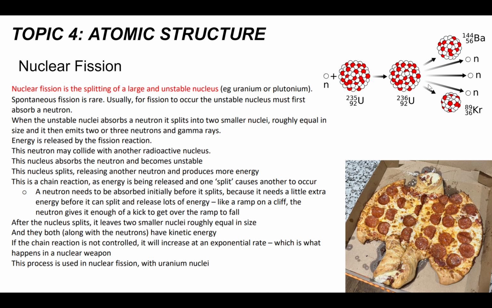A neutron needs to be absorbed initially before it splits, because it needs a little extra energy before it can split and release lots of energy, like a ramp on a cliff. The neutron gives it enough of a kick to get over the ramp to fall. After the nucleus splits, it leaves the 2 smaller nuclei roughly equal in size, and they both, along with the neutrons, have kinetic energy. If the chain reaction is not controlled, it will increase at an exponential rate, which is what happens in a nuclear weapon. This process is used in nuclear fission with uranium nuclei.